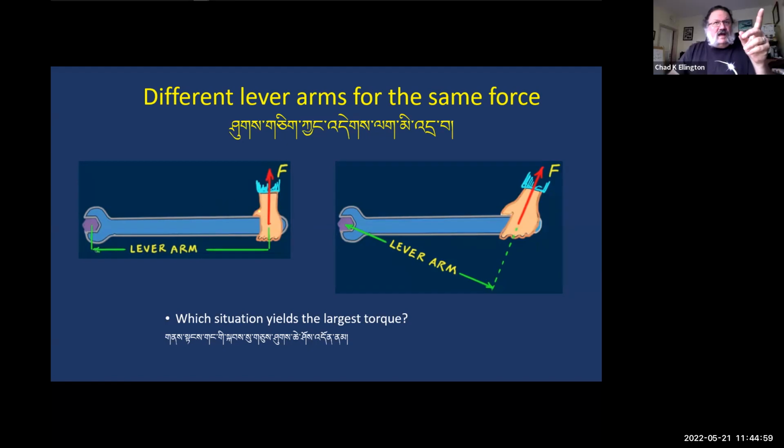So in the figure on the left, you can see that the force is applied tangential or perpendicular to the lever arm.